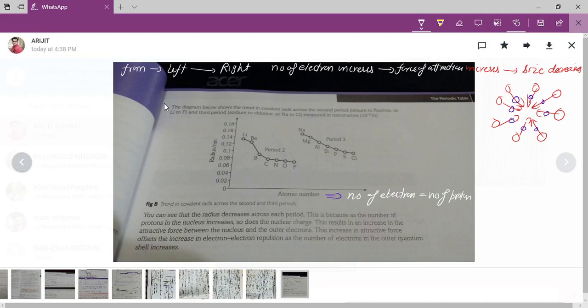So as a result, the radius is significantly decreasing, and whatever I explained to you, I am giving evidence of this. Just see this: sodium, magnesium, aluminium, silicon. What they're basically showing is one period, like in this case period 2 and period 3. They're showing that as the radius is decreasing across the periods, the atomic number is increasing, right? Yes. Trend in covalent radii across the second and third period. Beta, second and third period. So the second period will be above, the third period will be down, okay?